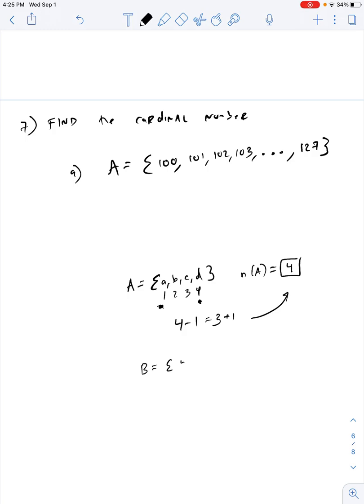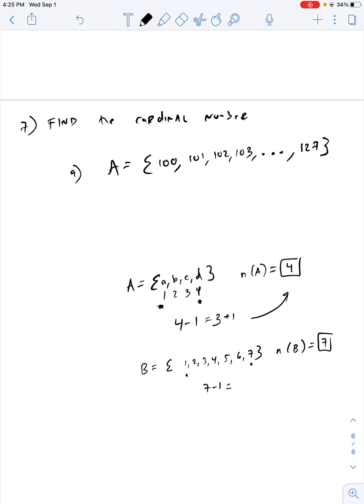Let's do the same thing. Here we got 1, 2, 3, 4, 5, 6, 7. How many things do we have in this set? We have 7 of them, right? There's 7 things. Well, what happens if we work with the first number and last number?